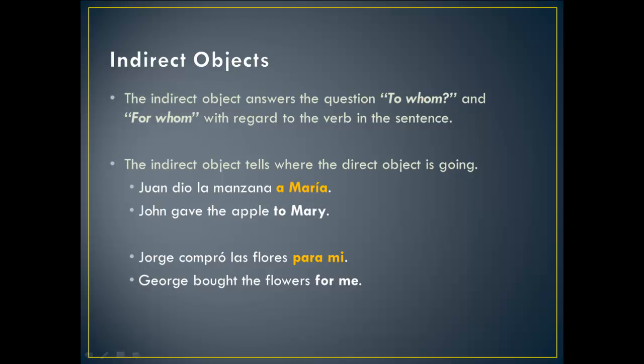All right, so then you have Jorge compró las flores para mí. George bought the flowers for me. So he bought what? The flowers. The flowers are your direct object. For me is your indirect object because it answers to whom or for whom. Okay? So he bought them for me. So identify your verb, identify your direct object, then you can identify your indirect object.